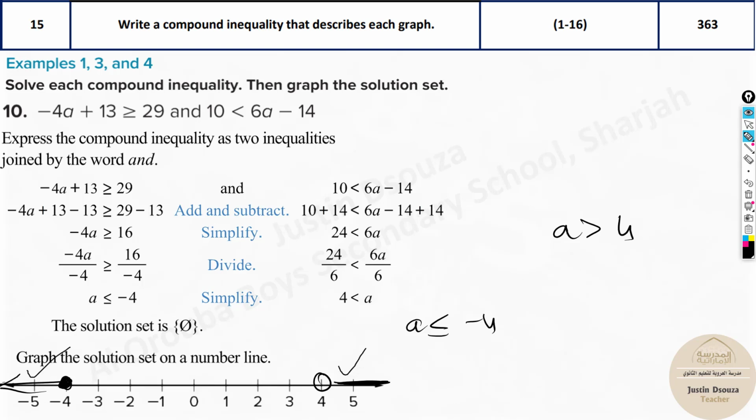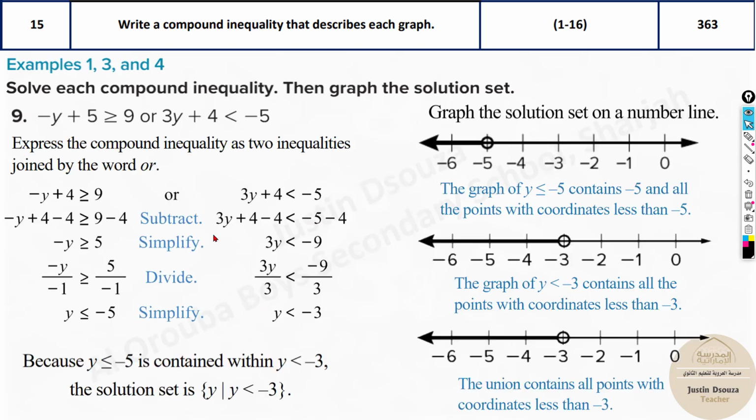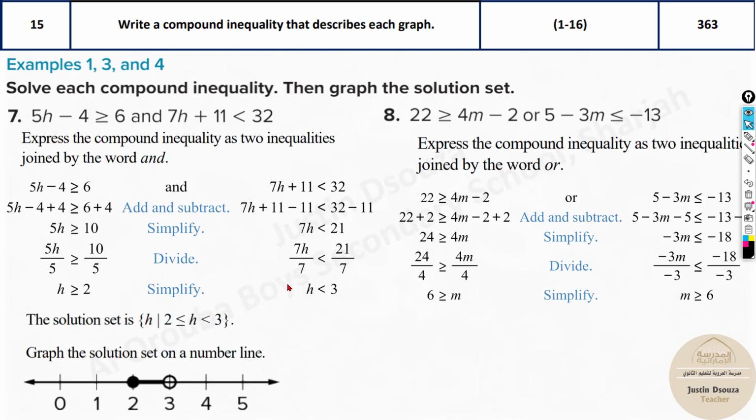And means it must be there in both. So therefore it is no solution. This is a null set, empty set. Whenever we have AND, remember what we used to get. Let me just see. When we have AND, it's like this.